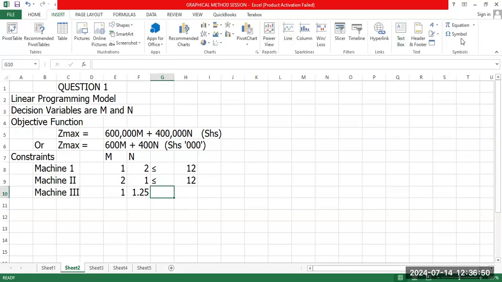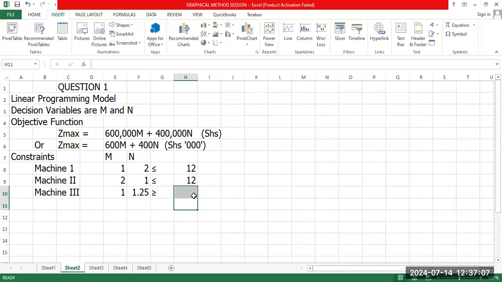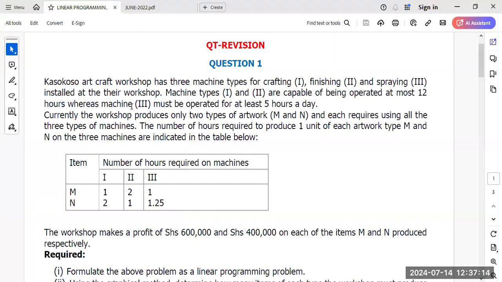Then machine 3, they used what? At least. At least, which symbol should we use? Must use greater or equal to what? Are you sure? Machine 3 must be operated for at least 5 hours. So here we put 5.